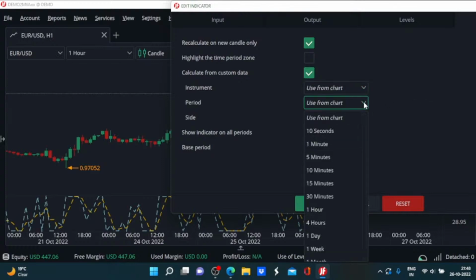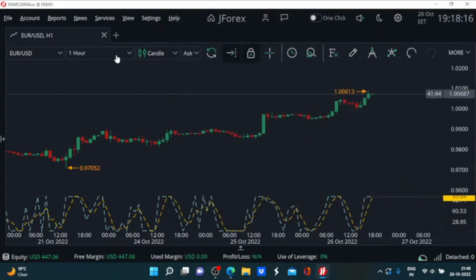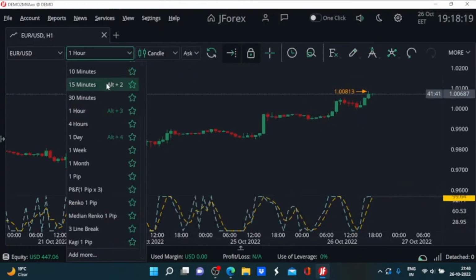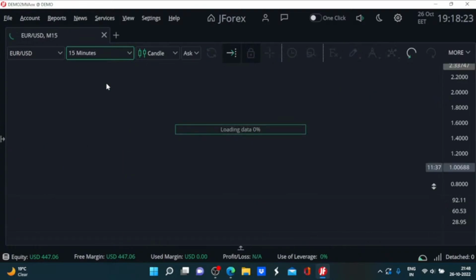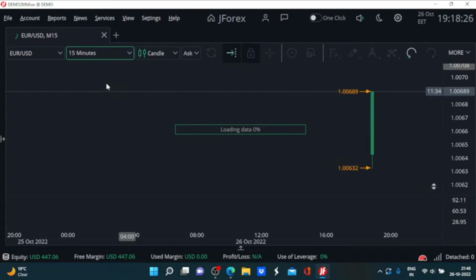The same concept also applies to the candle period. You can simply use it from the chart. So whenever you vary the candle period of the instrument of your choice, suppose for example if you go for 15 minutes instead of 1 hour, you will have the stochastic RSI plotted as per the 15 minutes time frame. So whenever you vary the candle period, it will keep varying.